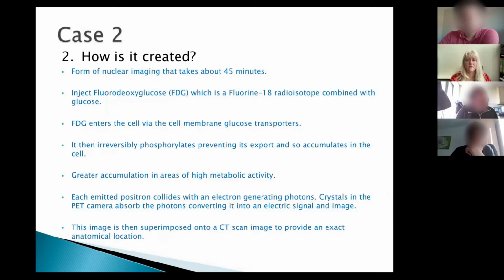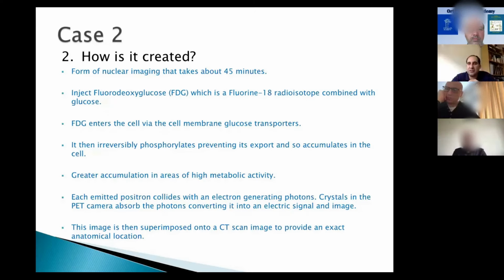Okay, so these positrons then collide with the electrons in the soft tissues, and they generate photons as a form of energy, and this is then picked up by the PET cameras that absorb this and transfer that into an electrical signal that creates your image. Okay, so that's a PET scan, but then you can combine that with a CT scan, and it can then provide an anatomical location of where that activity is. So it's an even better way of showing you where the activity is.